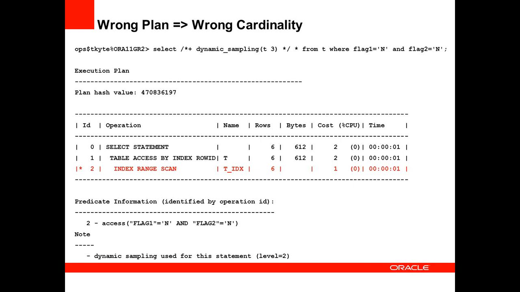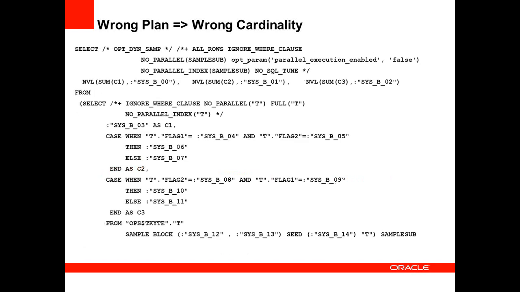So in this case, it looked at its where clause and said, I guessed at the estimated cardinality for that access of flag 1 equals n and flag 2 equals n. I'm going to validate that guess. And what it did was, when it hard parsed, it ran this sample query. Now the sample query ran very quickly. It hit very little of the table. It happened only during the hard parse, so if I was to execute this query over and over again, this sample query wouldn't have to take place.